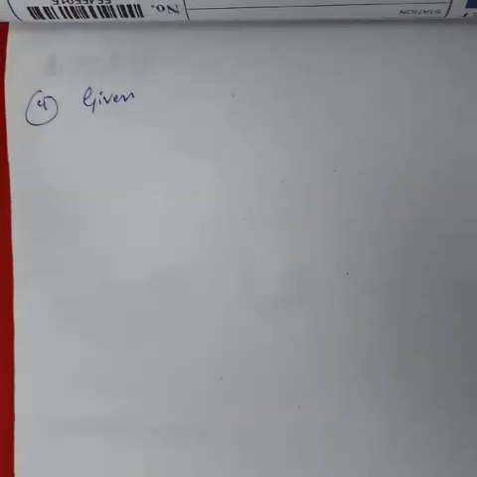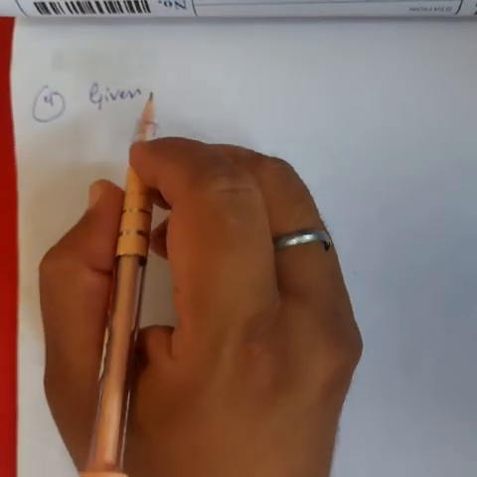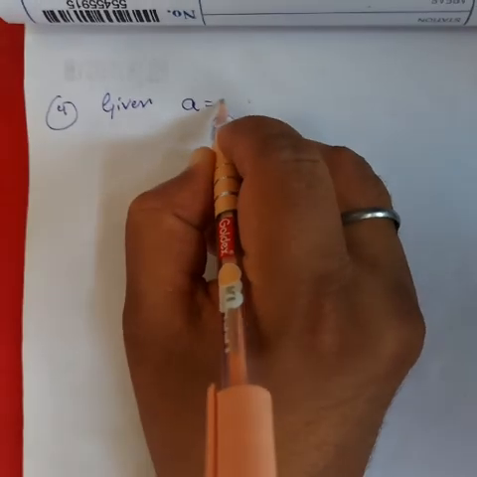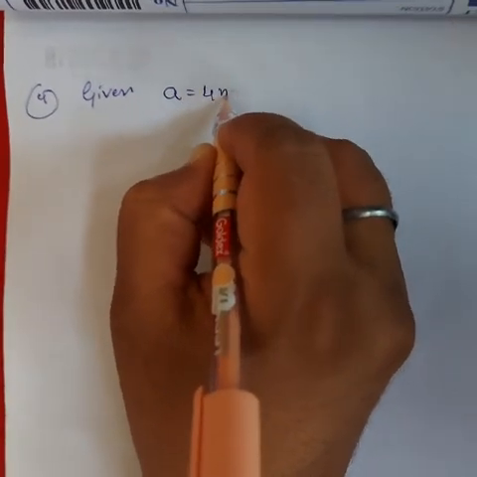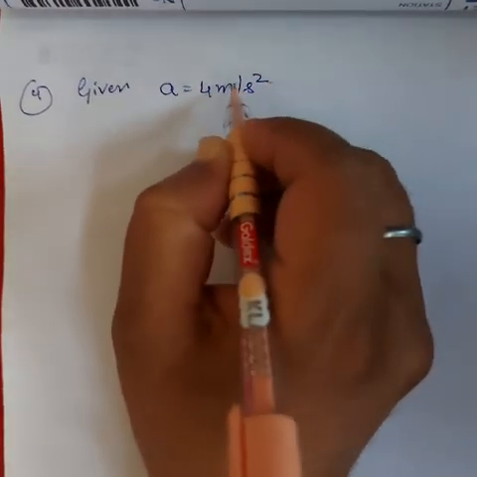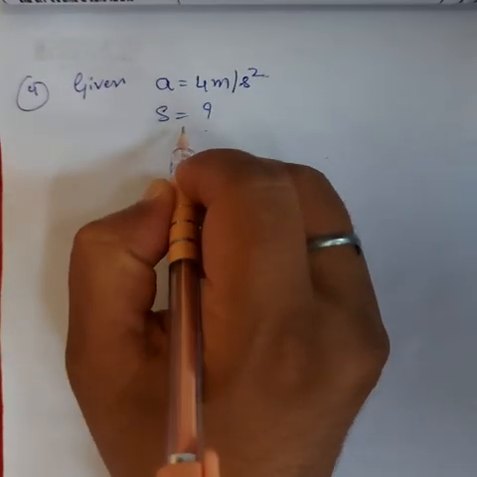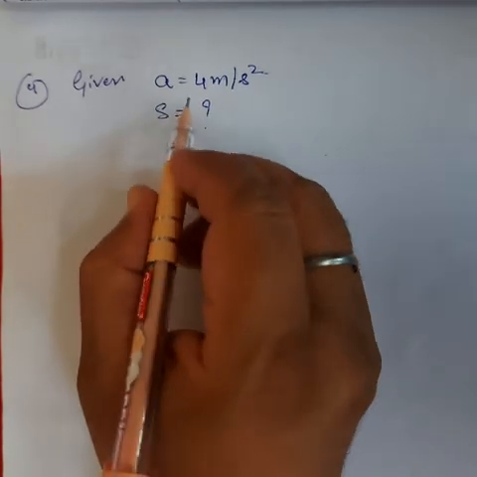Given is that a racing car has a uniform acceleration. Acceleration is given, a is equal to how much? That is 4 meter per second square. What is the distance it covers in 10 seconds?